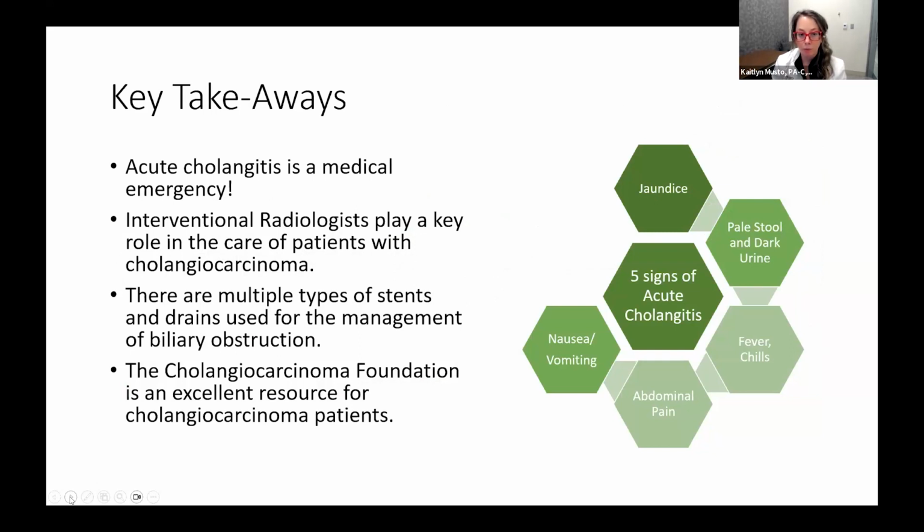Interventional radiologists play a key role in the care for patients with cholangiocarcinoma. Obviously, there's multiple different types of stents and drains, and these can be confusing. So really try to lean on your healthcare team to make sure you're understanding what type you have, what the instructions are for it, and how to take care of them. And again, the Cholangiocarcinoma Foundation is an excellent resource for cholangiocarcinoma patients.